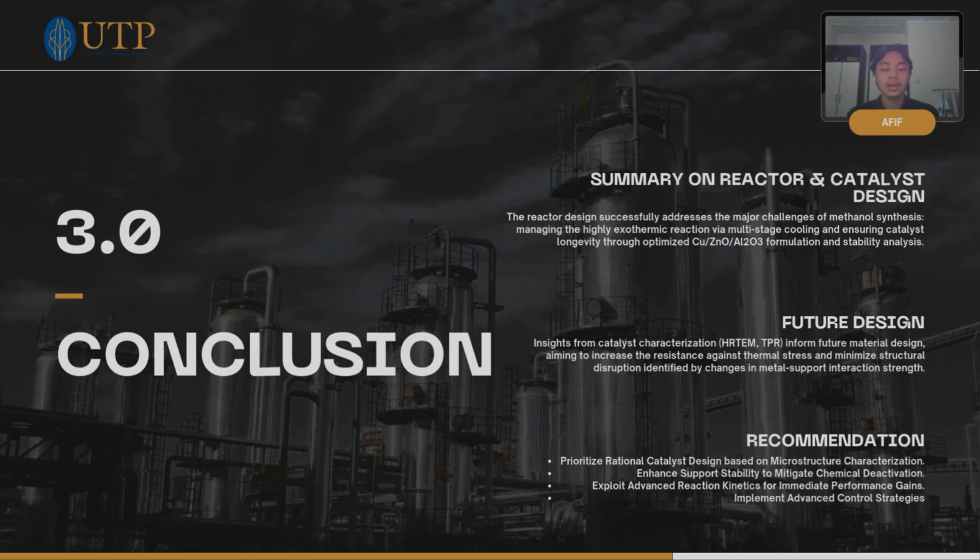To achieve this, we recommend a four-point plan. First, prioritize rational catalyst design based on microstructure. Second, enhance support stability to fight chemical deactivation. Third, exploit advanced reaction kinetics for immediate performance gains. And lastly, implement sophisticated process control strategies to maintain optimal operation.